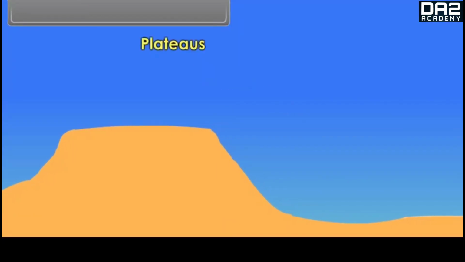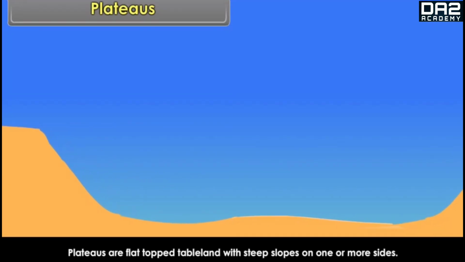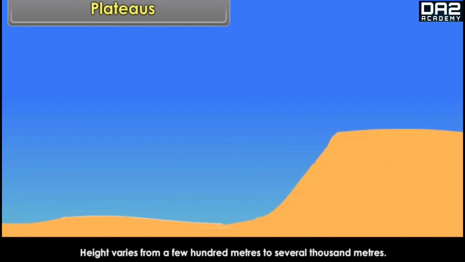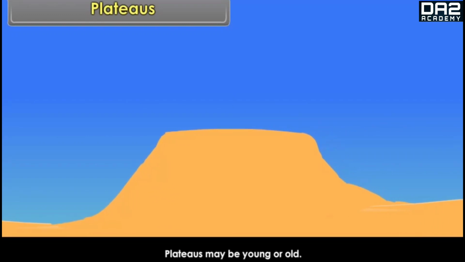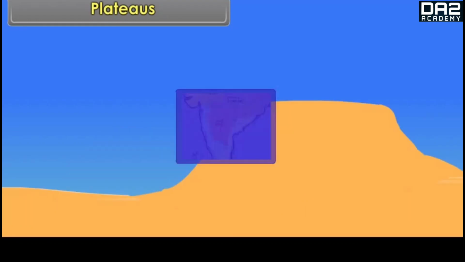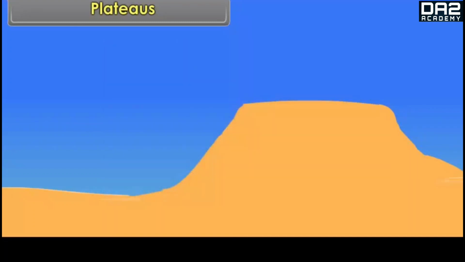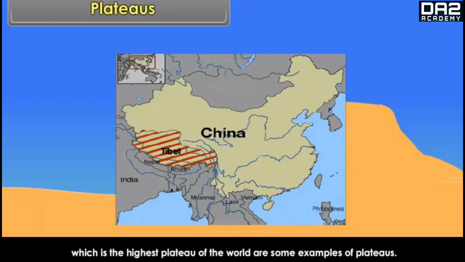Plateaus. Plateaus are flat-topped tableland with steep slopes on one or more sides. Height varies from a few hundred meters to several thousand meters. Plateaus may be young or old. Deccan Plateau of India, Western Plateau of Australia, the Plateau of Tibet, which is the highest plateau of the world, are some examples of plateaus.